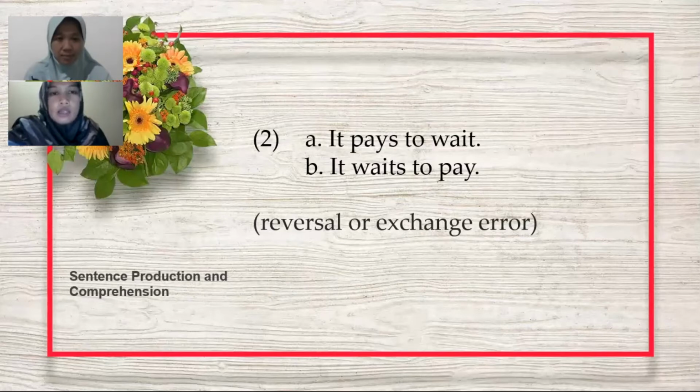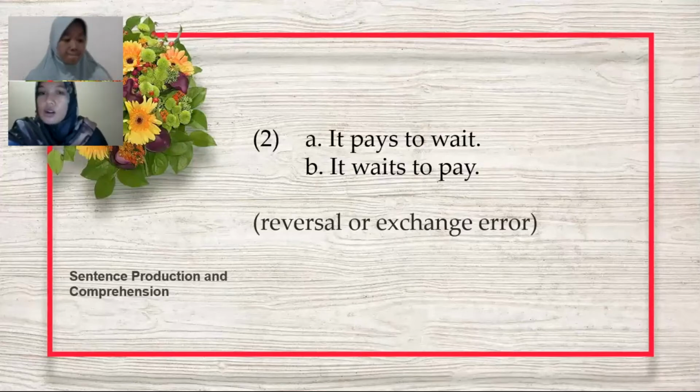Look at the example here. This is the speech error of reversal or exchange error. The form in A is the correct form, and the form in B is the example of the actual one.